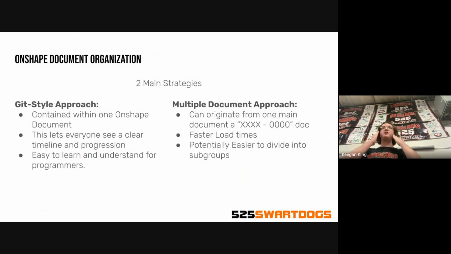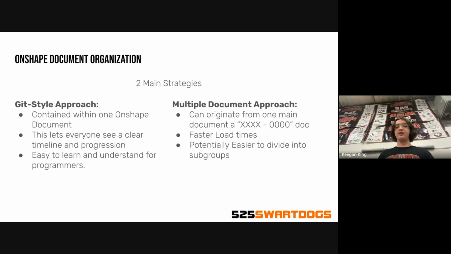Next, with your document organization, there are two main strategies that I see, and there's some intermingling of both. The first style is a Git style approach. For our programmers, this is what you'll see on GitHub with a massive timeline. This allows it to be all contained within one OnShape document. It gives everyone a clear timeline of how things are progressing with clear version names. And it lets your programming subteam very easily look at it and understand what you're doing, since it's very similar to stuff that they're doing.